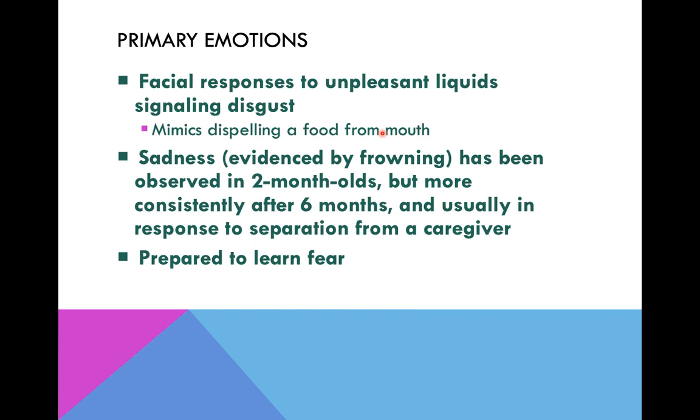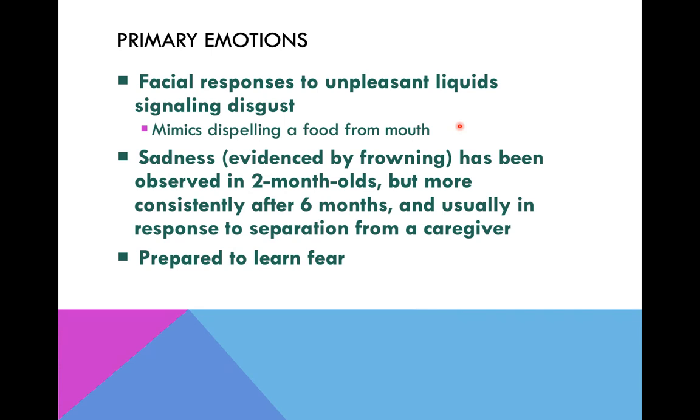Now, these primary emotions, like I said, from a functional perspective, have very distinct purposes. So, for example, facial responses to unpleasant foods, signaling disgust, have the purpose of dispelling a food from the mouth. I just started feeding Rachel soft solids because she's 4 months, and apparently that's when you start with food. And I gave her a piece of avocado, and instantly it was like this look of, why is this in my mouth? And she spit it out, right? She had this disgust face, which essentially stops her from breathing in and inhaling.